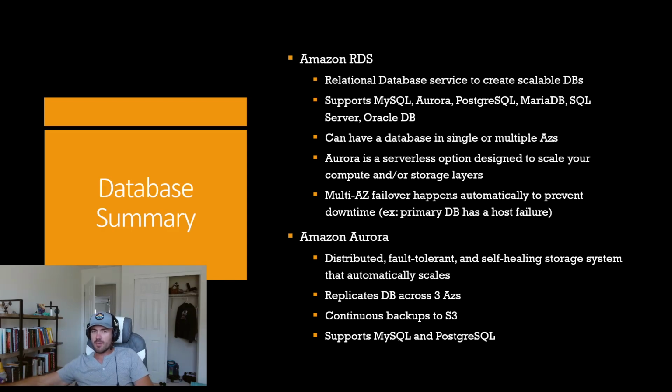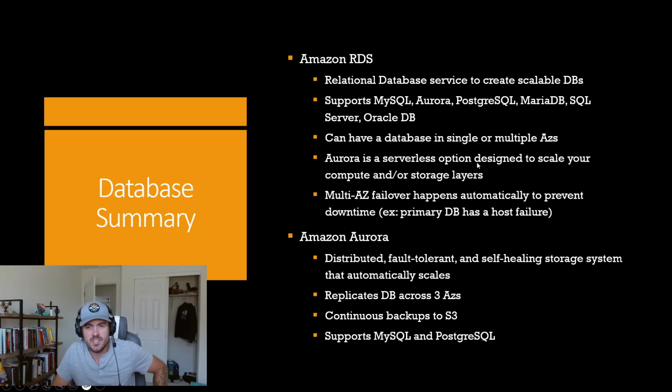All right. So Amazon RDS. Let's just get through this real quick. So it's the Relational Database Service to create scalable databases. It supports MySQL, Aurora, PostgreSQL, MariaDB, Microsoft SQL Server, and Oracle Database. You can have a database in a single availability zone or multiple availability zones. It's up to you and your business requirements.